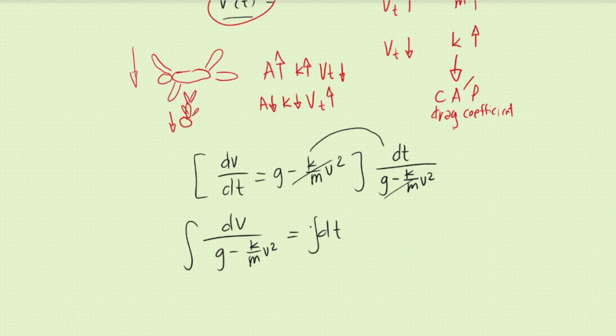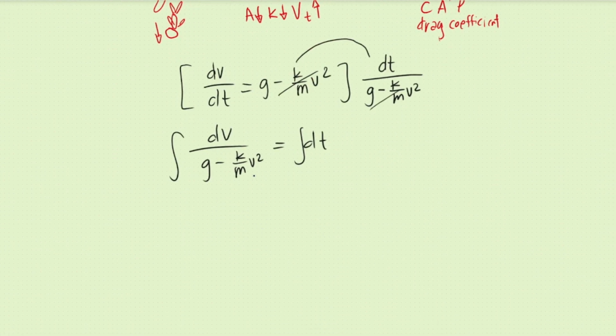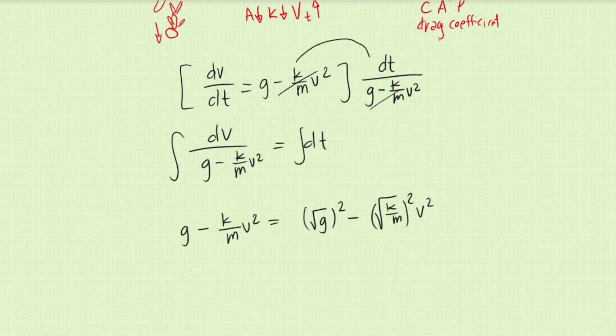So how do we integrate both sides of the equation? We factor these out first. So we're gonna go g minus k over m v squared. We factor these. As you can notice, this could be expressed as the difference of two squares, right? So we just make this square root of g squared minus square root of k over m squared v squared. So this is just the difference of two squares. Factor these out. You remember the difference of two squares, a squared minus b squared is just equal to a minus b times a plus b.